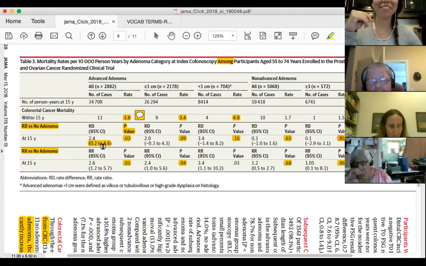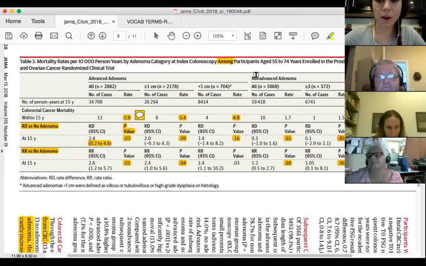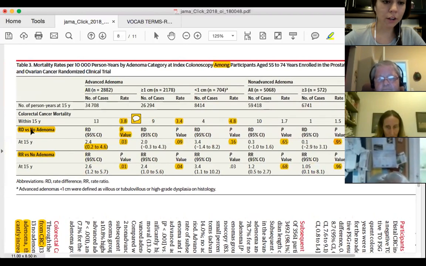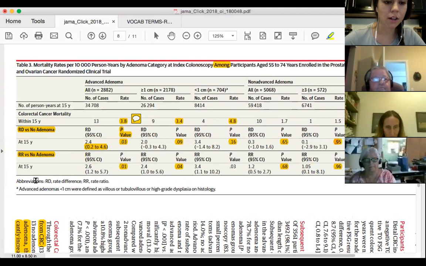That's where you get kind of caught into the statistics of the science. But if we focus on p-value, so to give you some bearings, we have advanced adenoma up here, and we have non-advanced adenoma here, and then you scroll over and you have no adenoma. Right here you have RD versus no adenoma, and I didn't know intuitively what RD was, but here you go down, a lot of times tables will have definitions. So RD is rate difference, RR rate ratio.